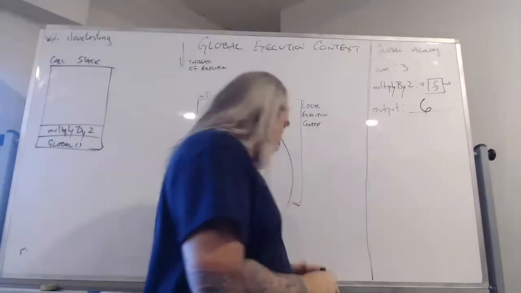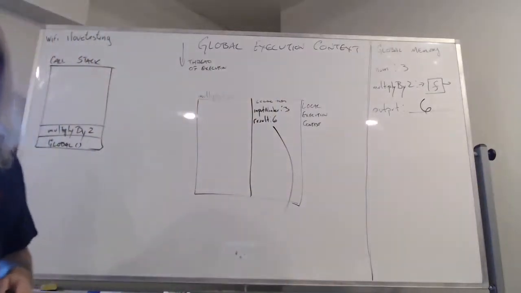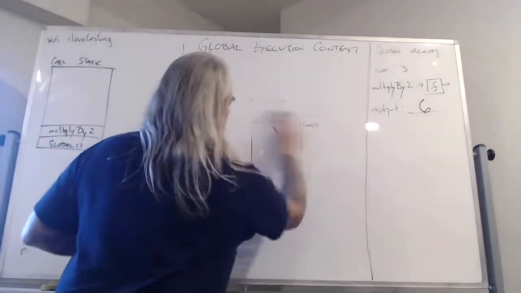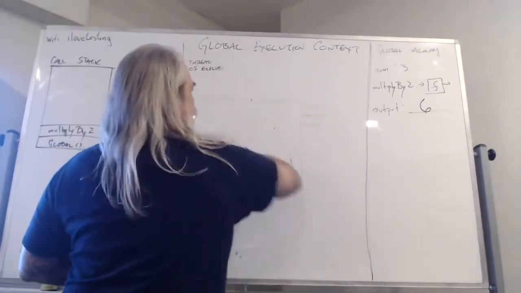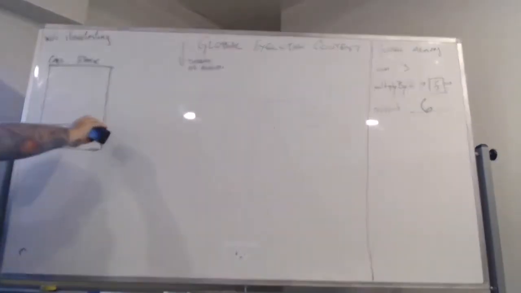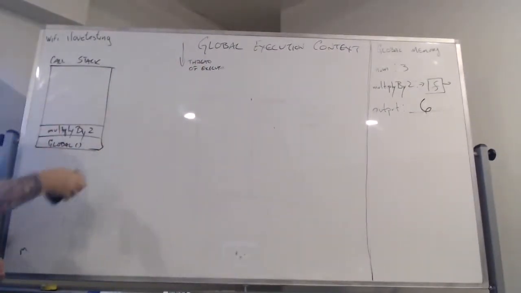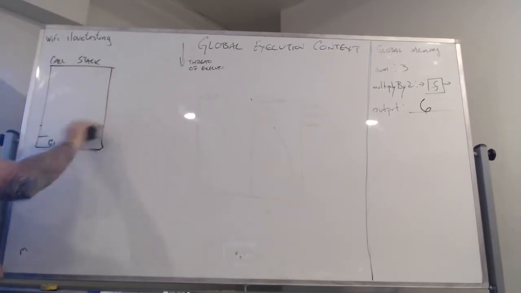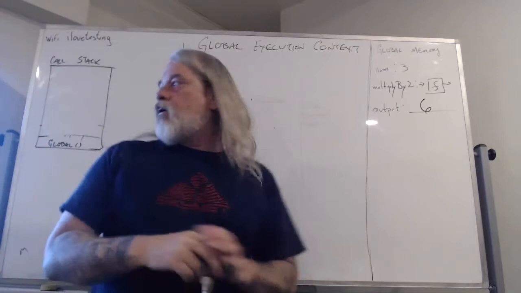Output now stores 6. What happens to our local execution context? An untimely death. Multiply by 2 is gone, and we popped off, pushed on, popped off the stack. Boom. All right, so great.